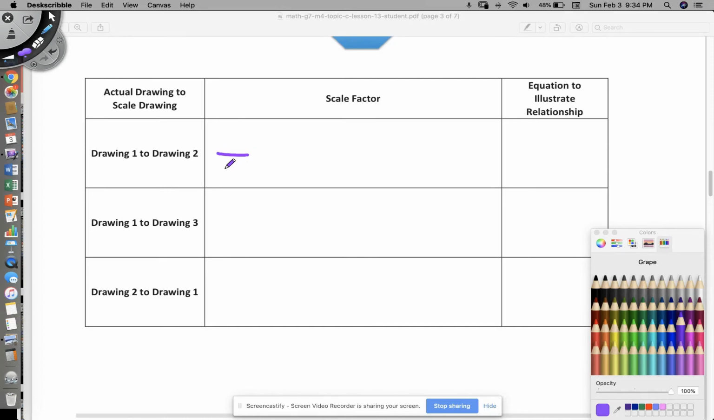So drawing 1's length is a 10. Drawing 2's length is a 12. When you divide this out, you get 1.2, which gives me 120%. So I need to write an equation to illustrate this relationship. So I could also say 10 times 1.2 gives me 12. And there's my equation. That's it. All right, let's try the next one.